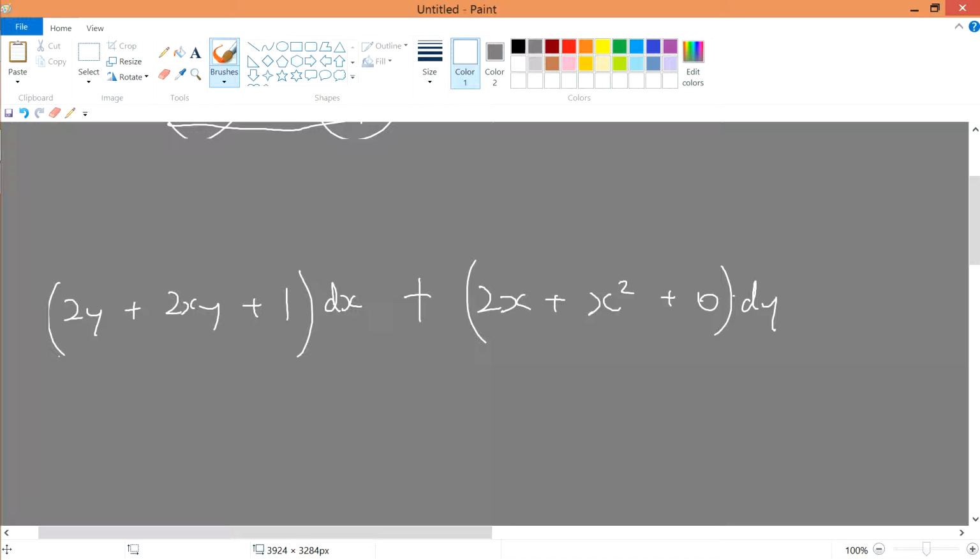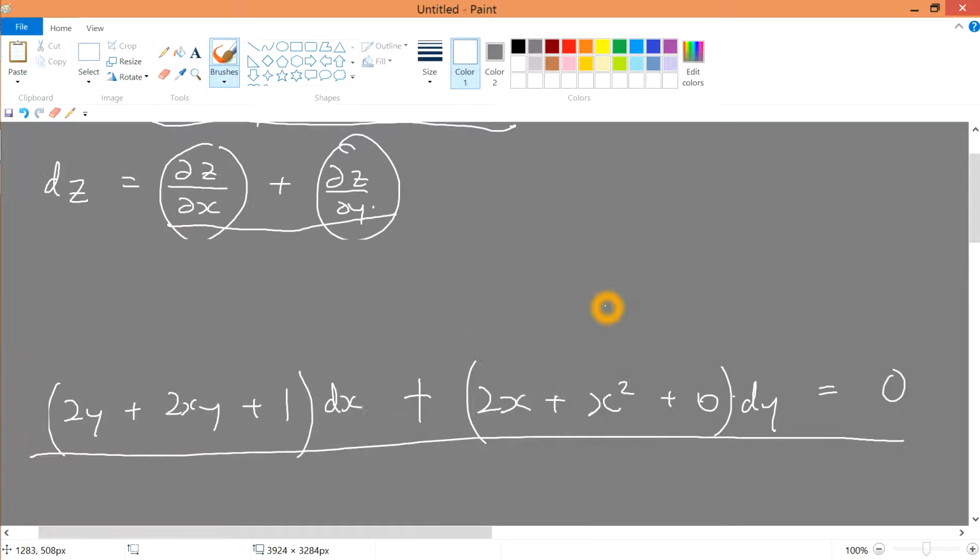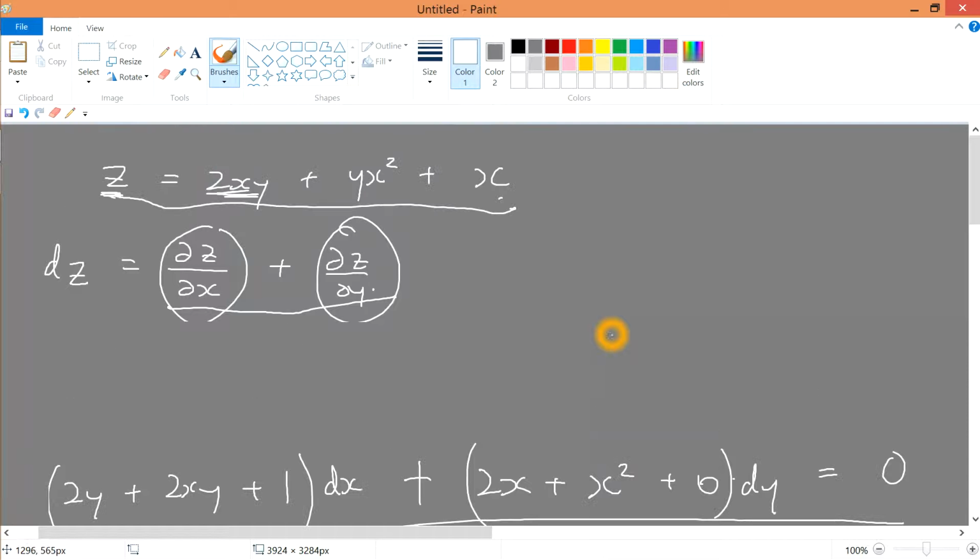This is the type of question, or also equals to 0. When you see this type of question, you know that this is an exact equation and they want you to solve for the initial equation that we started with just now. So we are actually working the reverse way, instead of the previous videos where we were only differentiating. Now we're going to do something that is reverse.